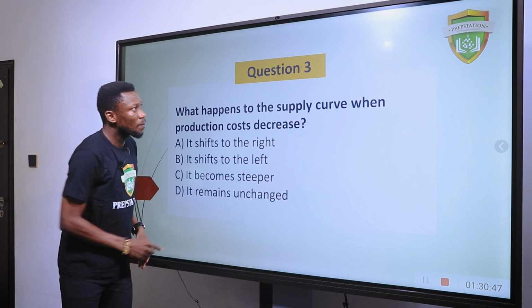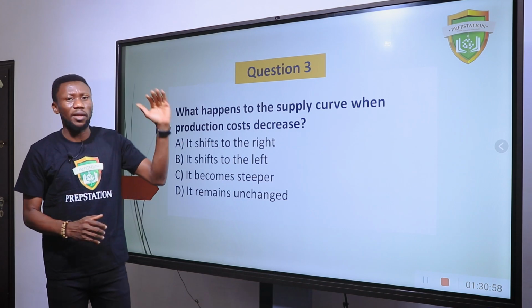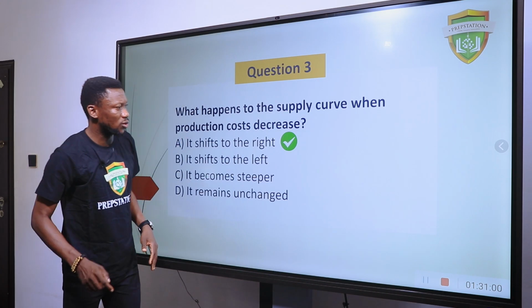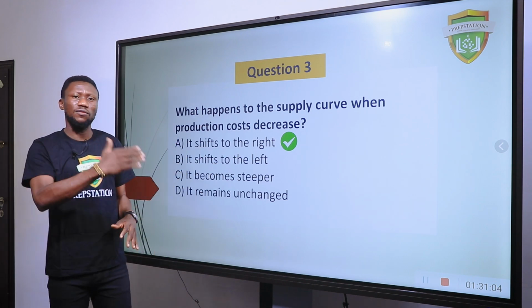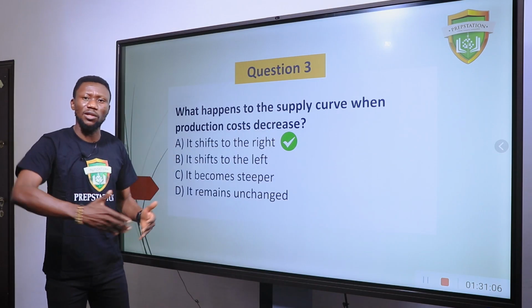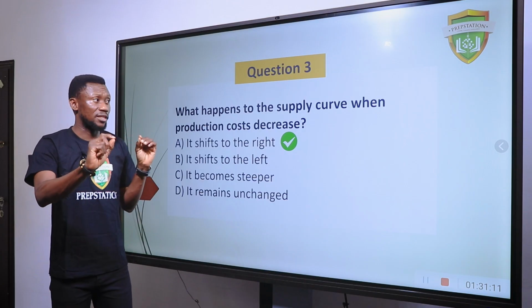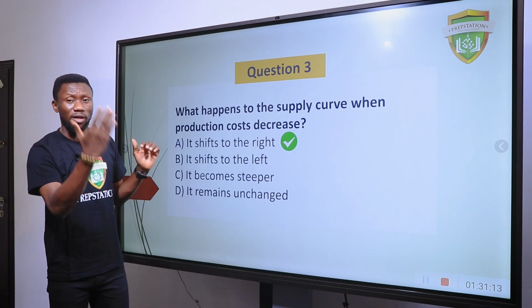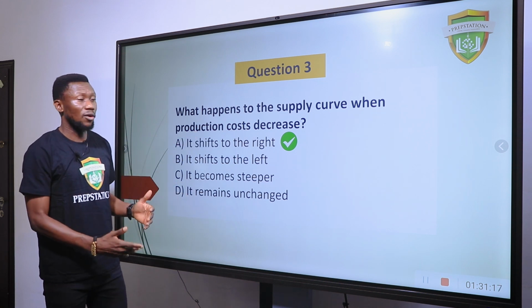Number 3, what happens to the supply curve when production cost decreases? When the cost of producing goods and services falls, what happens to the supply curve? Of course, we all know that it's going to shift to the right. It's not going to shift to the left, it's going to shift to the right. We have what we call a movement along the supply curve, and we have a shift in supply. That's when price is the same, but other factors are changing, like production cost, cost of technology, or government policies.